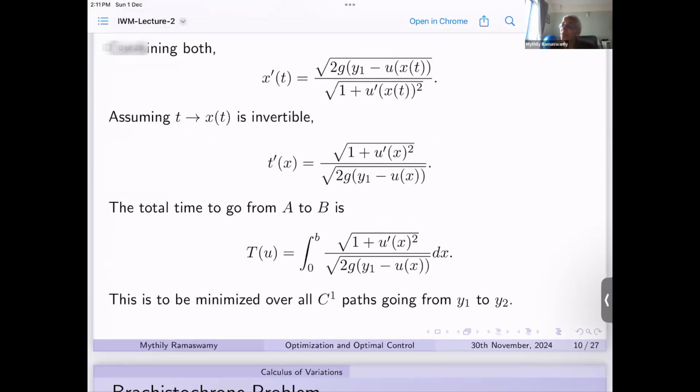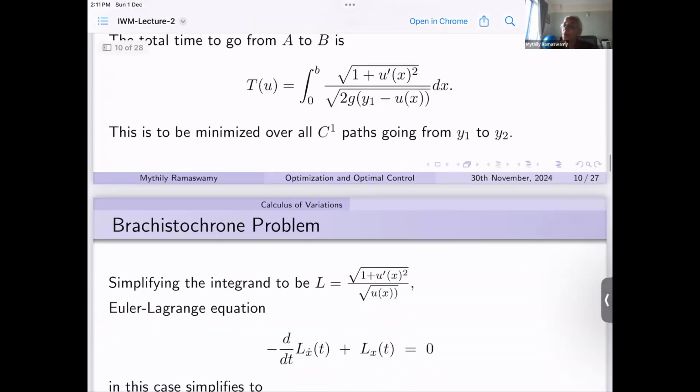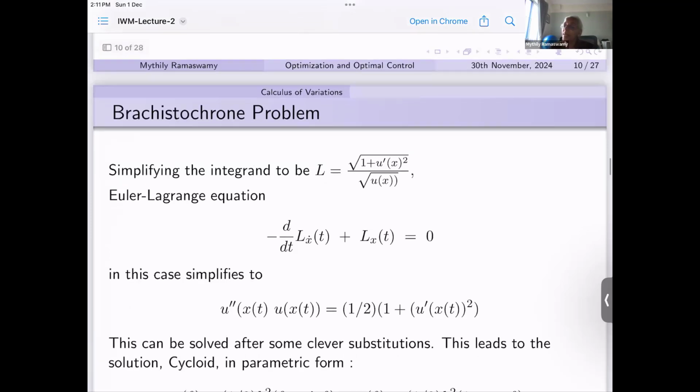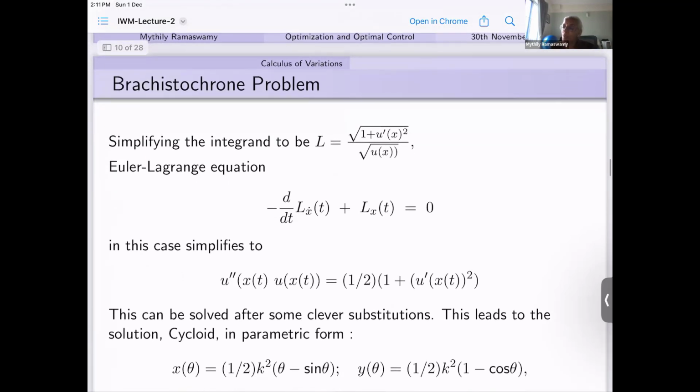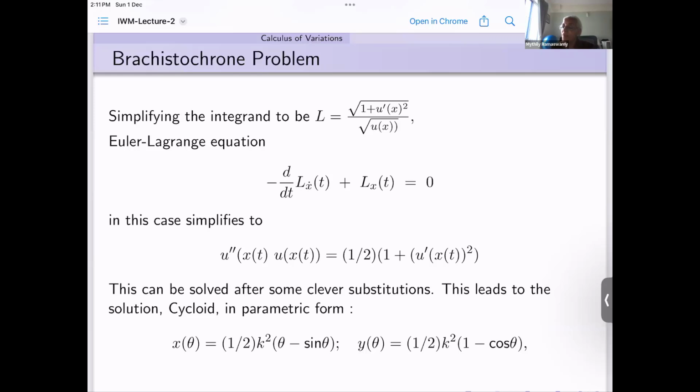Now the point is we have to minimize this integral over all the C1 paths going from y1 to y2, under the condition that it connects point capital A to point capital B. Now, I didn't give you all the computations because it was quite tricky after a point, because we ended up with u double prime into u is equal to half into 1 plus u prime square. Did anyone try to solve this problem?